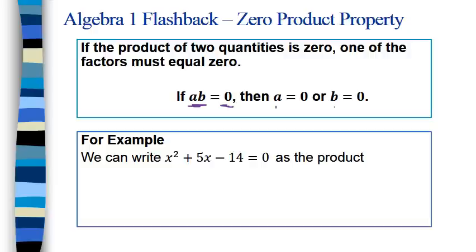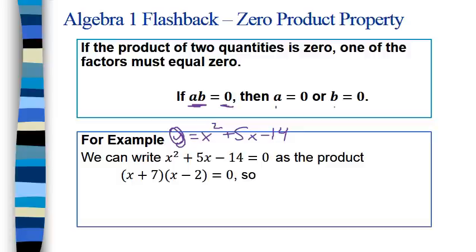So if we know x squared plus 5x minus 14 equals 0, because remember, the zero of a function is where it crosses the x-axis, so that's where y equals 0. If we started with y equals x squared plus 5x minus 14, and we want the solution or the root of that equation, we set y equal to 0, right? So we have this equation. We can factor this to x plus 7 times x minus 2 equals 0.